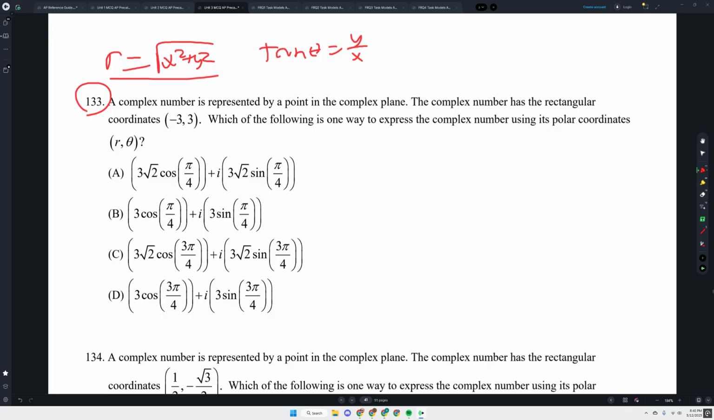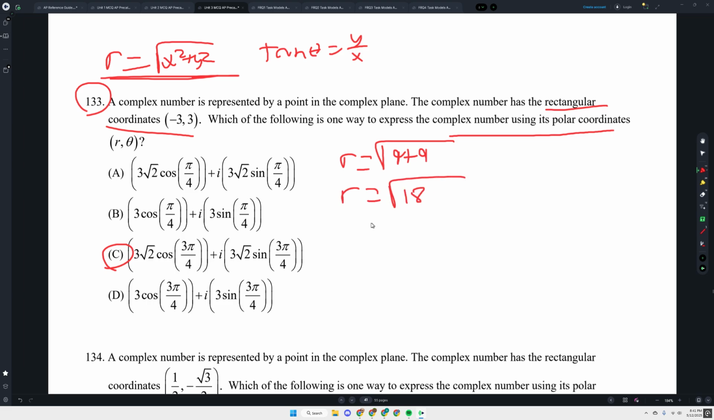All right, 133 is C. Okay, I'll explain this. First, it says we have the rectangular coordinates -3, comma 3. So that means we have an x and a y. Now we're going to represent this as a polar in the complex plane. First, we plug it into this formula to get our r. So r is equal to the square root of -3 squared, which is 9, plus 9, which would be r is equal to the square root of 18, or 3 square root 2.